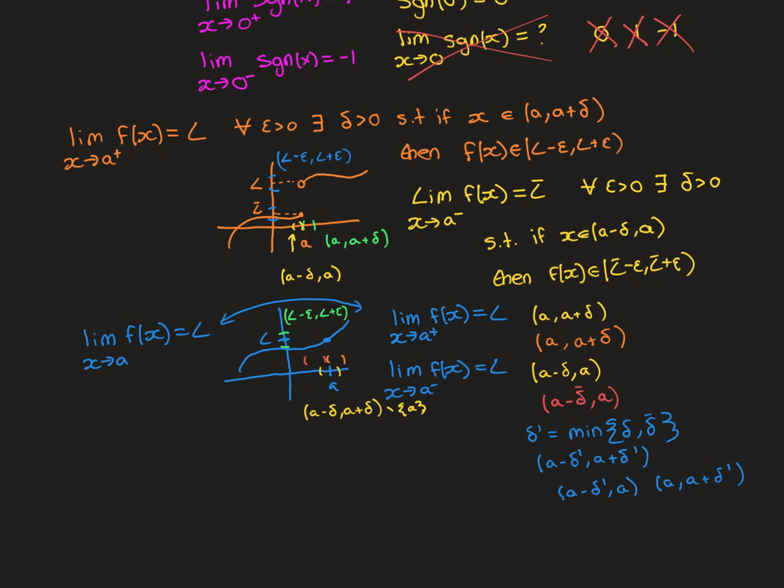So overall, we have shown that if the right-hand limit and the left-hand limit of a function exist and they are equal to one another, then you can conclude that the overall limit exists and is equal to whatever the value of those right and left-hand limits were.